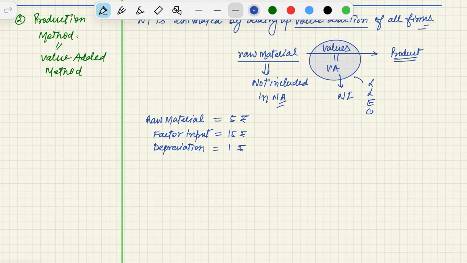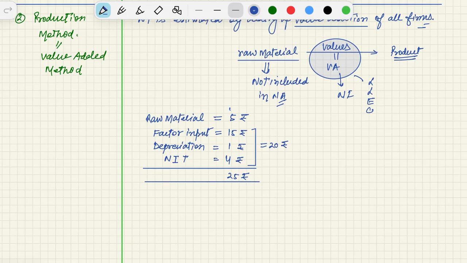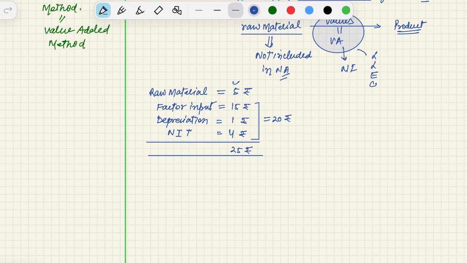And after generating the product, if it comes in the market, a tax will be imposed. Suppose tax is 4 rupees. Okay, fine. So now that product will be costing 25 rupees. So if you talk about the value addition, the value addition part is only this one, costing around 20 rupees. The raw material is not included. I already told you.